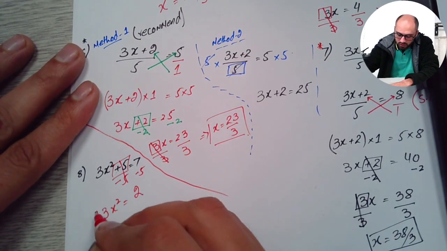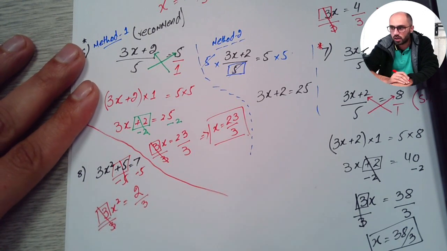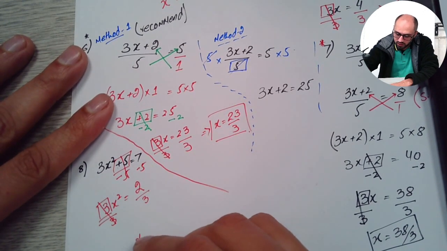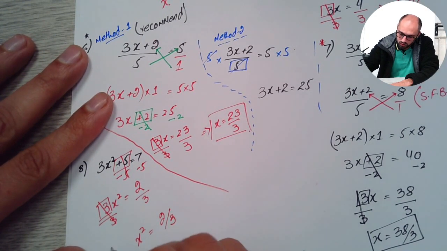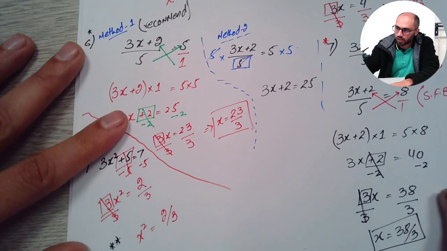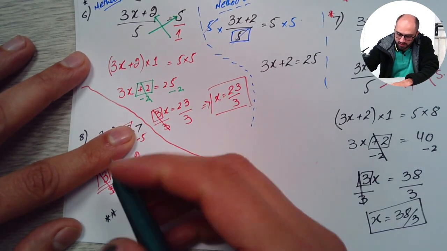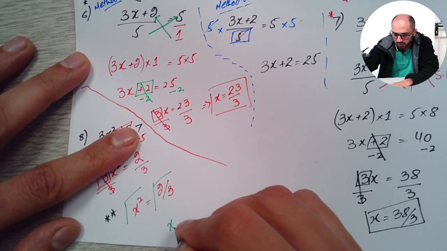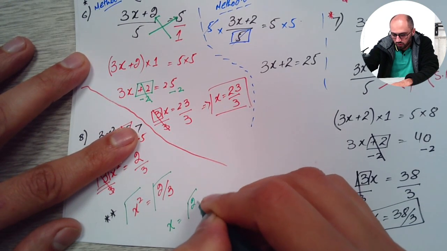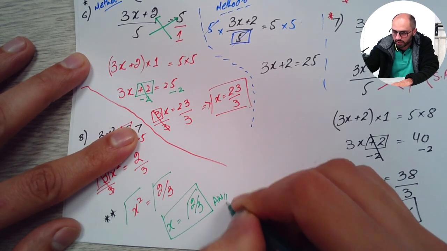You get rid of this 3 by dividing both sides by 3. These two are cancelled out. You're left with x squared being equal to 2 over 3. I do want you to put a star at this location. How do you get rid of this square? You'll have to take the square root on both sides. Square root, and that will leave you with x being equal to the square root of 2 over 3. And this is my answer.